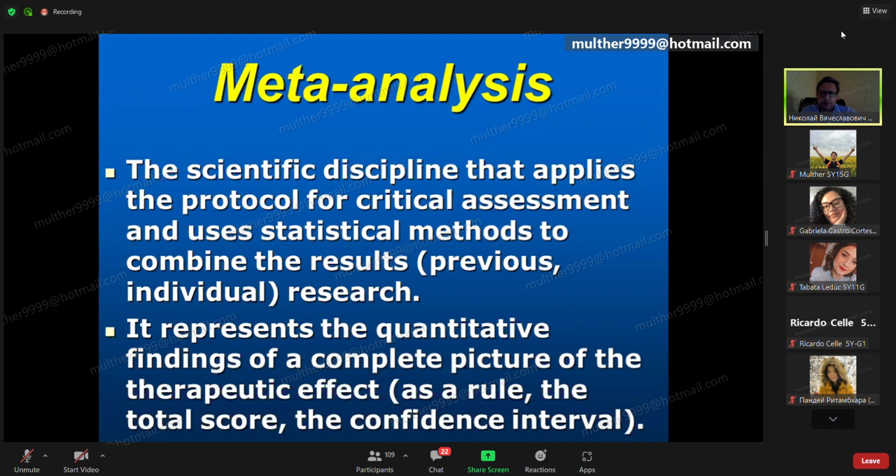In other words, meta-analysis is the scientific discipline that applies a protocol for critical assessment and uses statistical methods to combine the results of previous research. It represents the quantitative findings of a complete picture of therapeutic effect. As a rule, the total score and the confidence interval variations.